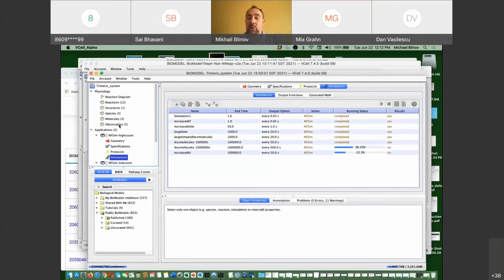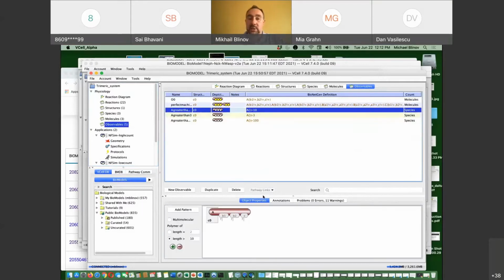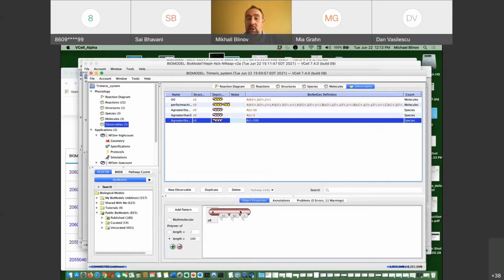So first of all, you have observables. Observables is something that tell you certain aggregate quantities of your system. Say this is observable that tells you what will be the count of all A's that are in aggregates of more than 10. These will tell you what will be the count of all A's that are in aggregates of more than 3. These will tell you what's the count of all A's that are in aggregates of more than 100.